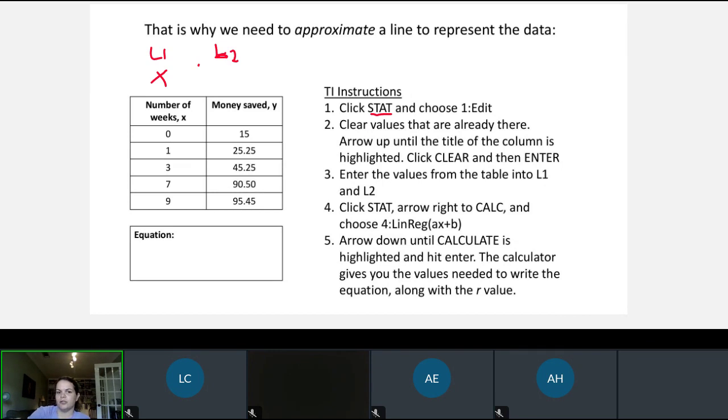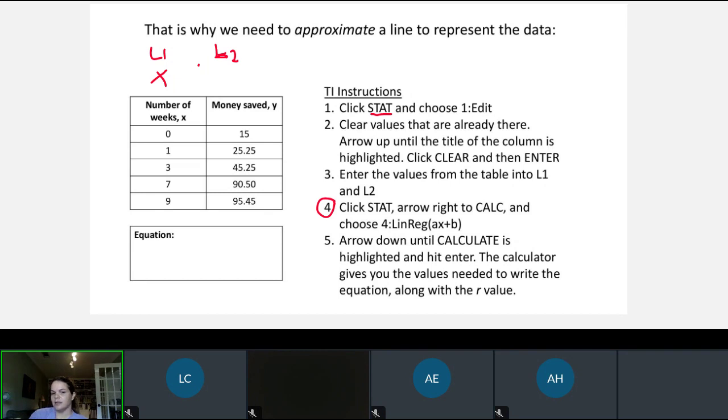You're going to type those in. So for L1, you should have 0, 1, 3, 7, and 9. And then you will arrow over to your L2 and type in those dollar values. Make sure that you are typing in the same number. In this case, we have 5 numbers in our L1, so we need to have 5 numbers in L2 as well.